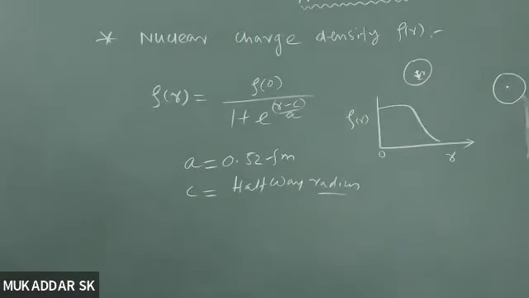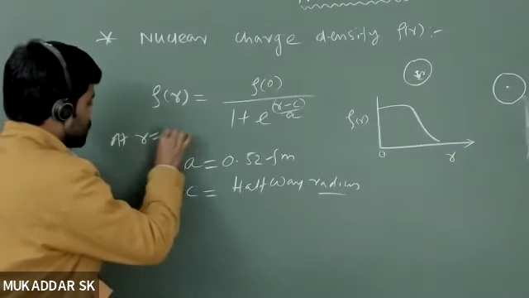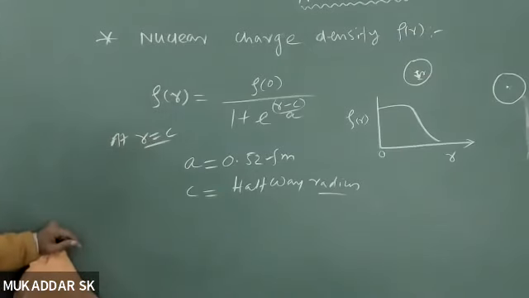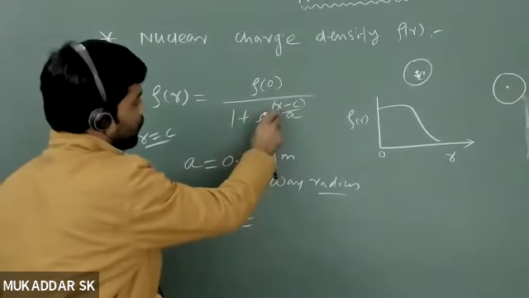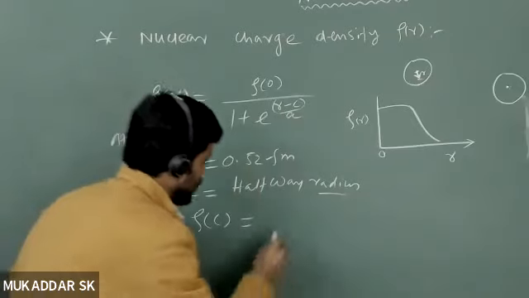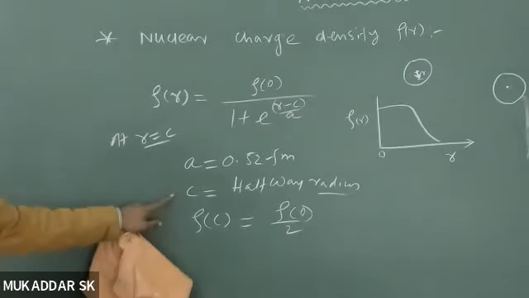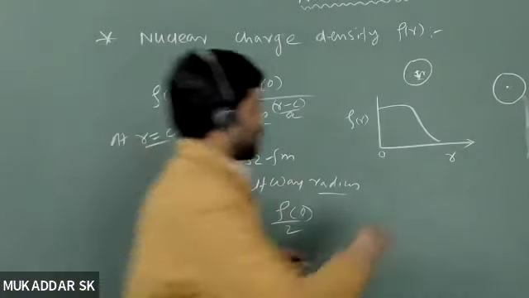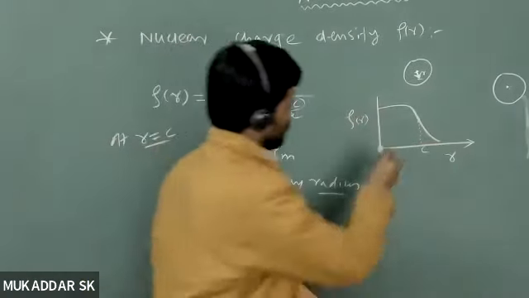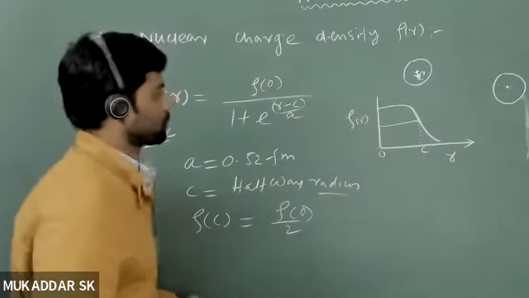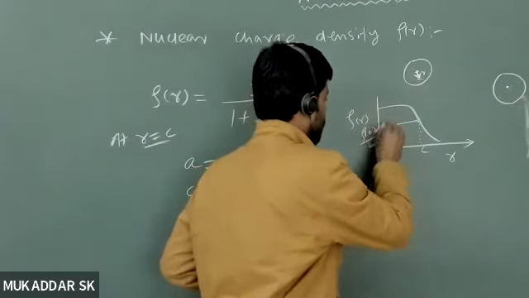Halfway radius. At r equals C, what will happen? If we put C in place of r, you will get the charge density rho naught by 2. So C is basically called the halfway radius. I can show it here: at r equals C, this is the point where the charge density will be rho naught by 2.